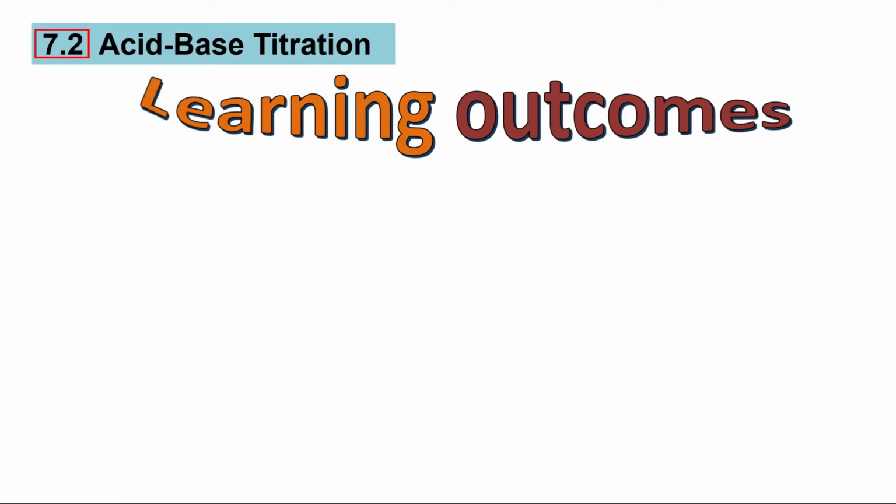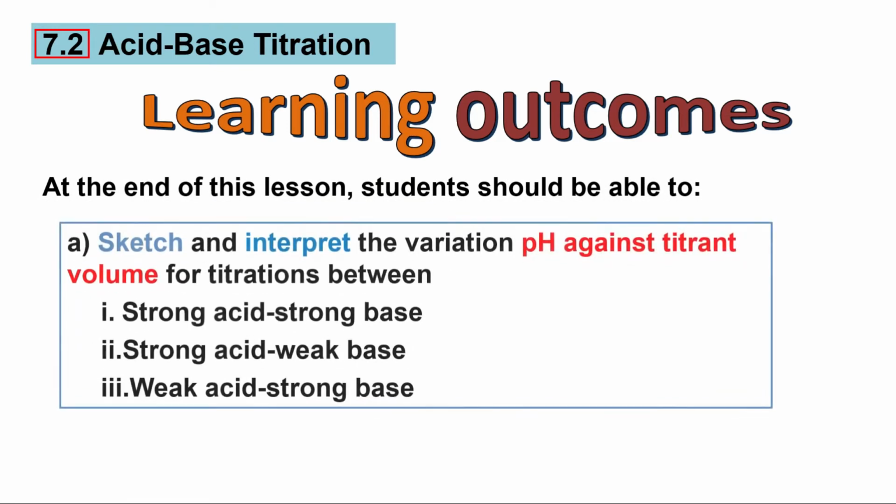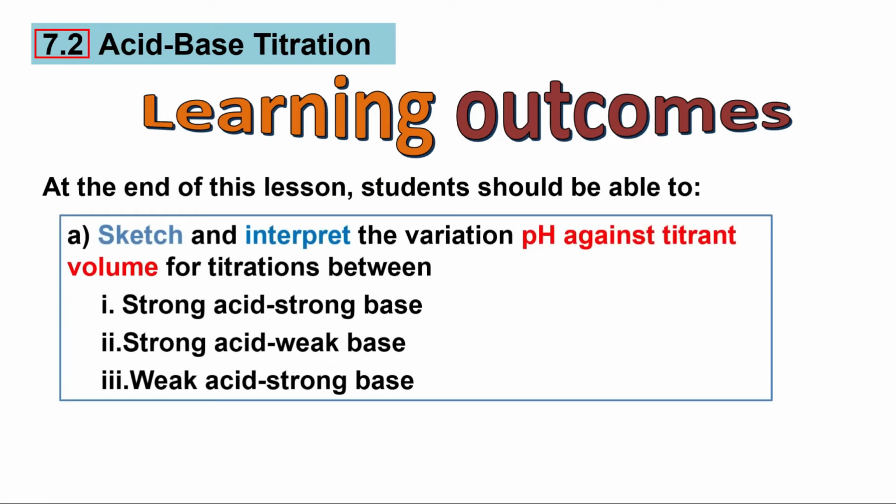7.2 is on acid-base titration. Here are the learning outcomes. At the end of this lesson, students should be able to sketch and interpret the variation of pH against titration volume for titration between strong acid and strong base, strong acid and weak base, and also weak acid and strong base. So we are going to do some sketching here. Let's get excited.